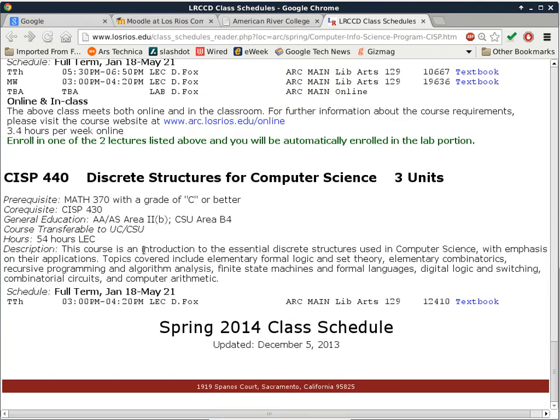If you look at the description of the class, it includes elementary formal logic, which we cover a little bit in this class. We don't talk about set theory in this class, but in that class, it will be at least touched on. Combinatorics, recursive programming, which we talk about in this class. Algorithm analysis. We don't really do much algorithm analysis in this class, not formally. Finite state machines, it's really kind of dry, but it's actually very essential to a computer science degree. Formal languages are also related to finite state machines, kind of dry and formal and theoretical stuff.